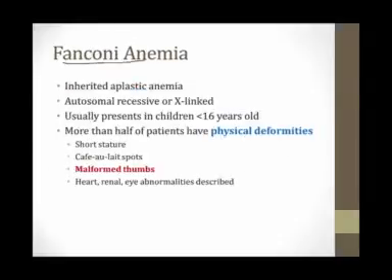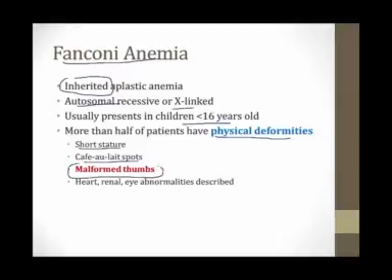And finally, Fanconi anemia is an inherited form of aplastic anemia. It's inherited in an autosomal recessive or X-linked manner, and it usually presents in childhood, usually in children less than 16 years of age. And more than half of these children have some physical deformity, and this is how you can recognize this rare syndrome, especially in a board question. So many of them have short stature, many of them have cafe au lait spots on their skin.